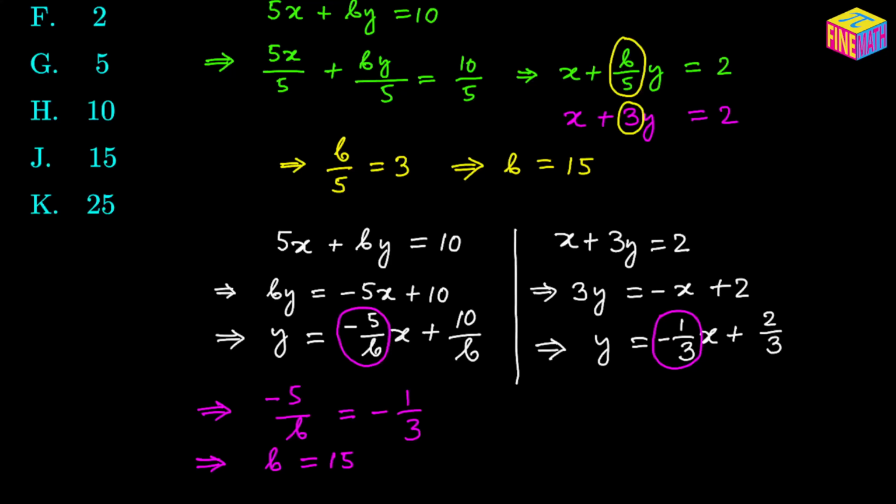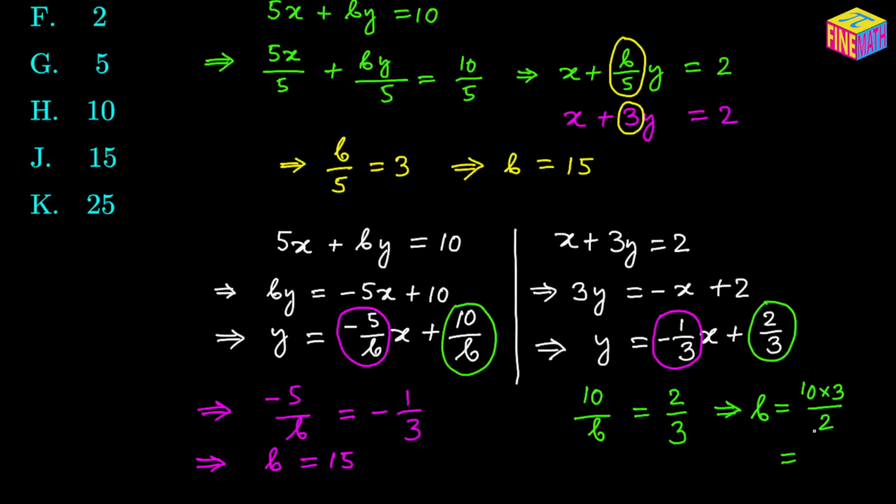And also we can derive this by using the y-intercept. If you look at the y-intercept, they also have to be equal if the two straight lines are coincident lines. So if we compare the y-intercepts, then what do we get? Well, we have 10 over b is equal to 2 over 3. And here again, if we simplify it, we will get b equals 10 times 3 over 2, and that is equal to 30 over 2, that is 15. So here also we get b equals 15, and actually that is our answer.